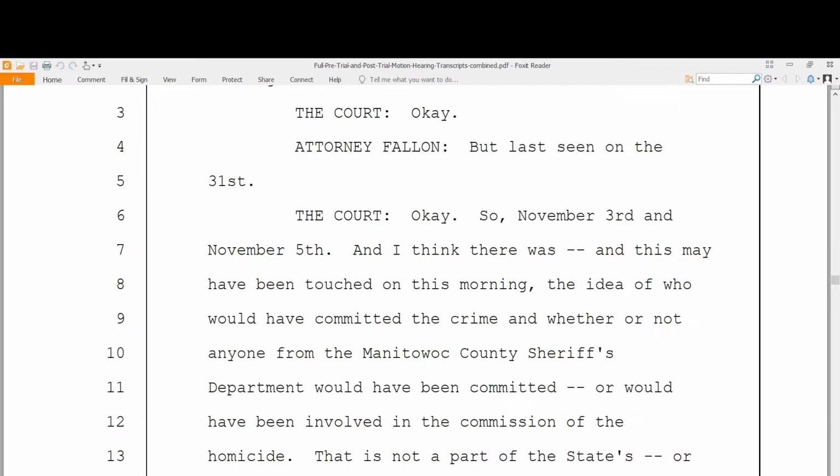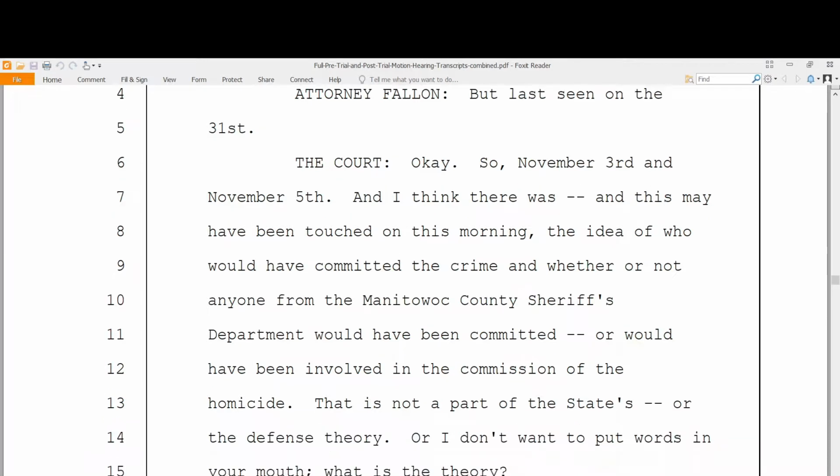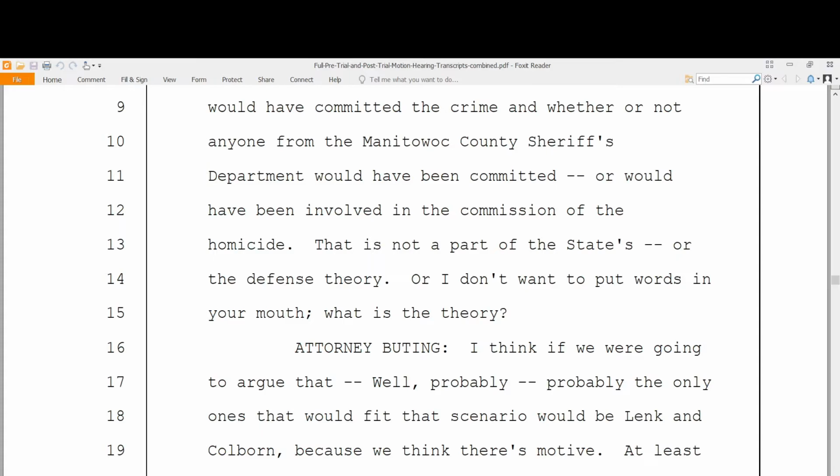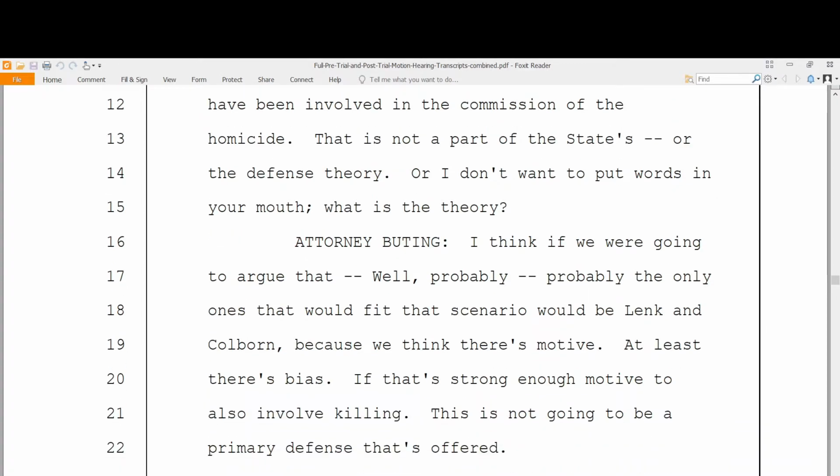And I think there was, and this may have been touched on this morning, the idea of who had committed this crime and whether anyone from the Manitowoc County Sheriff's Department would have been involved in the commission of this homicide. That is not part of the state's or the defense theory, or I don't want to put words in your mouth. What is the theory?